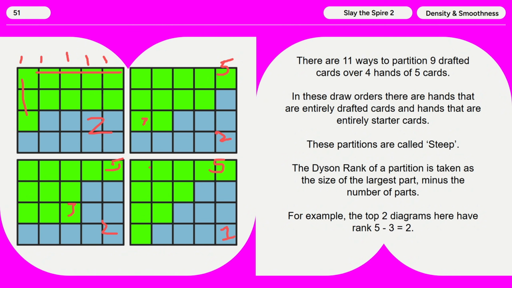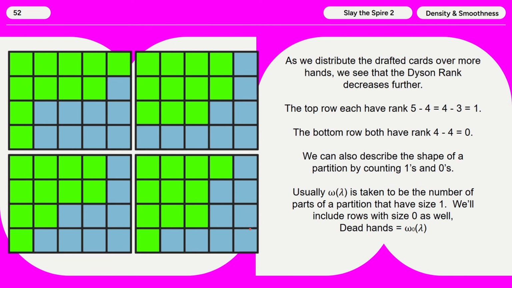So because we spread the 11 good cards out over 4 total hands, even though one of the hands was all quality cards, the rank is still down to 1. As we distribute the drafted cards over more hands, we see that the Dyson rank decreases further. So this top row here has 5 minus 4, which is a rank of 1 as well. This is a rank of 4 minus 3, which is a rank of 1. This one here, it's a rank of 4 minus 4, so it's a rank 0. And this here is rank 0 as well.